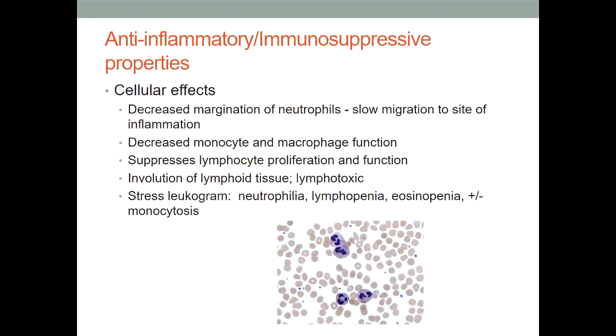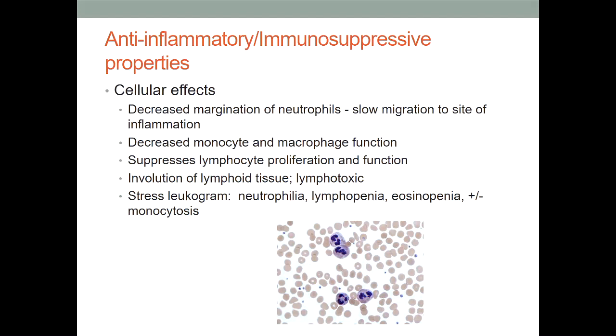They have a lot of cellular effects, and this is a way that we see them help us when we're trying to treat diseases, but it also is one of the ways that can actually cause us problems. So they cause decreased margination of neutrophils. So what's a bad side effect of that, can you think of? Let's say you're using them for an anti-inflammatory process, but they're going to decrease your margination of neutrophils.